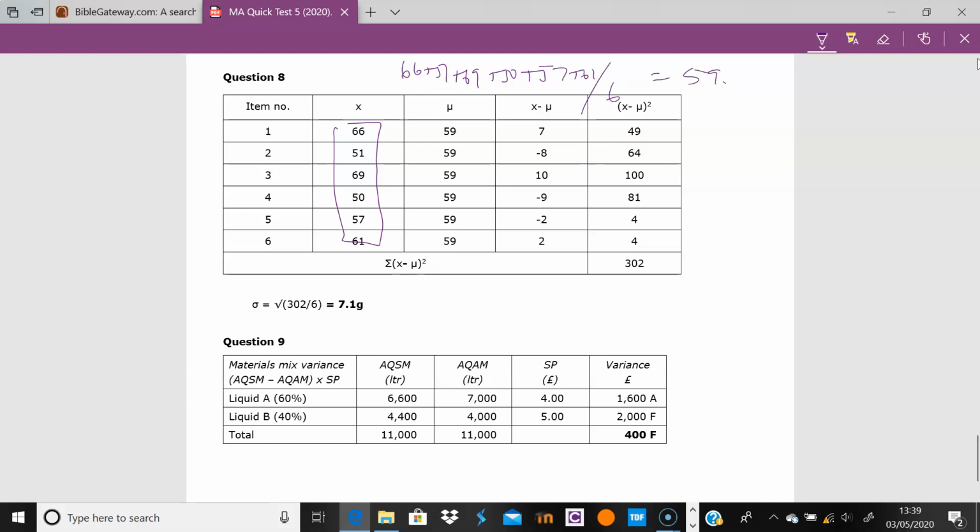Now take each of them, which is x minus that, and find their individual distances from the mean. Then we square it, only because of this distance issue of things on this side and things on this side. And so we now have the sum of all of that. I add all this together, and I get 302. Then I divide that by the number of items, which gives the average, and then find the square root of that, and I get 7.1. So that's the answer there, 7.1.